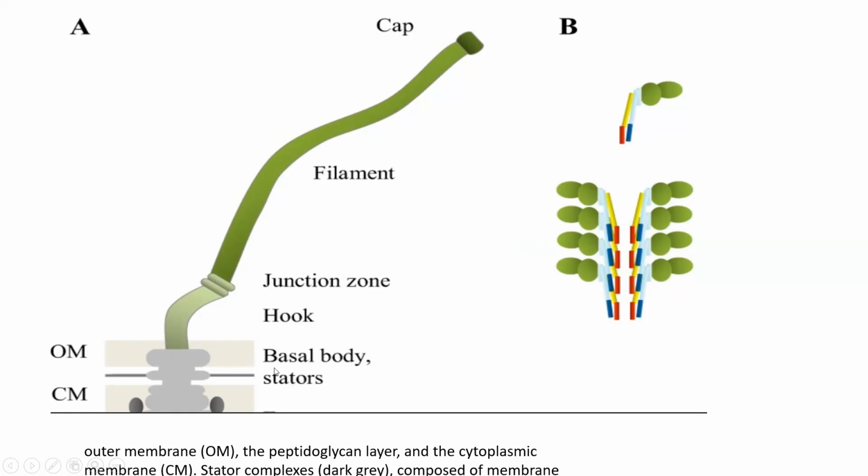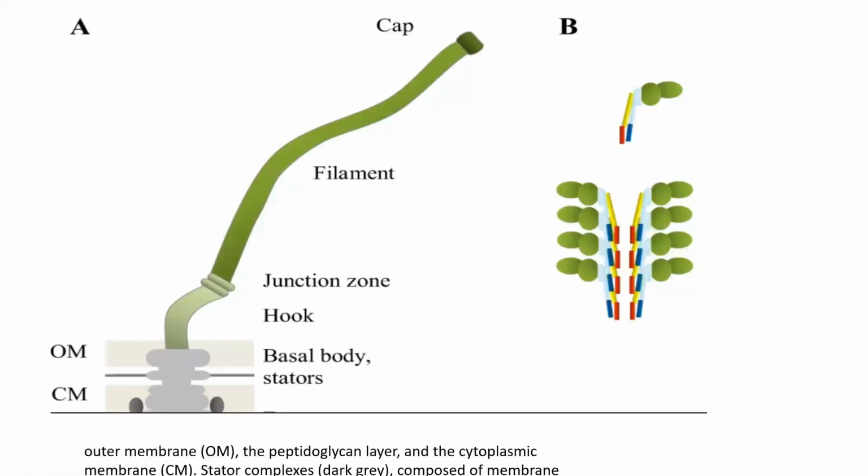Basal body has two parts. First one is OM, second one is CM. What is meant by OM? What is meant by CM? I explained it. Look at here. OM means outer membrane. CM means cytoplasmic membrane. The basal body is made up of a cytoplasmic membrane and outer membrane. Both are made up of peptidoglycan layers.